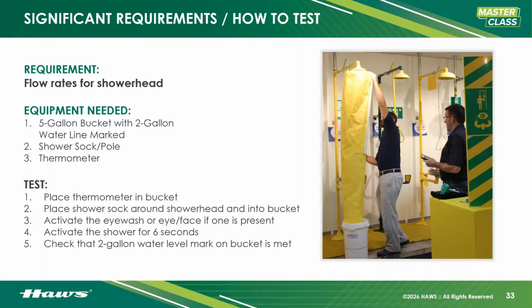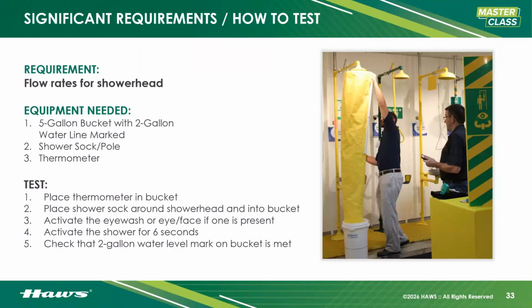Activate the eye wash or the eye face wash if one is present. This equipment is designed to work all at the same time for one person, which means during this shower head test, we're going to activate the eye wash or eye face wash and ensure that we are not starving that eye wash or eye face wash when we activate the shower. Okay, ensuring there's enough water for all of this to run at the same time. Activate the shower for 6 seconds. Do your 1 Mississippi, 2 Mississippi, etc., all the way to 6 seconds, and deactivate the shower.